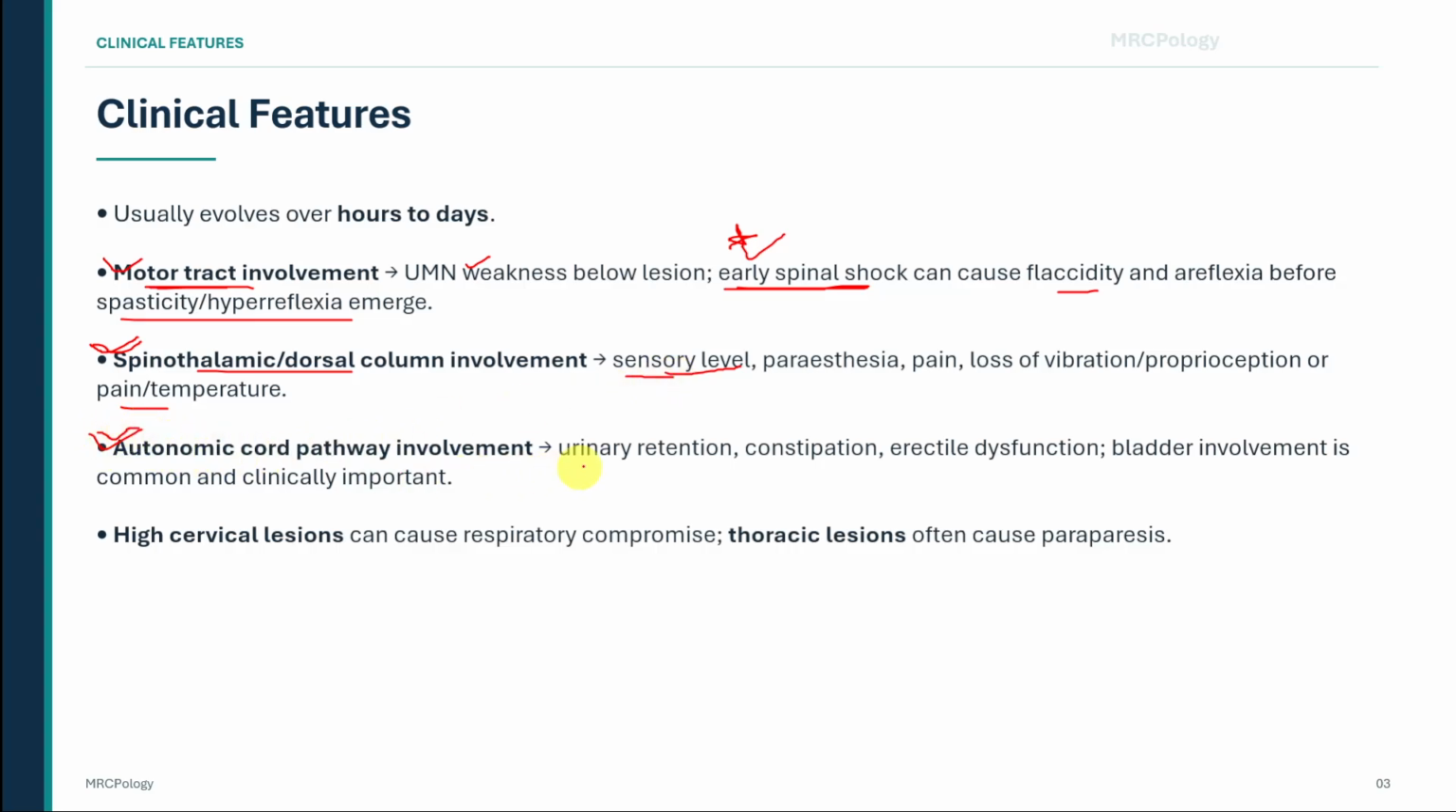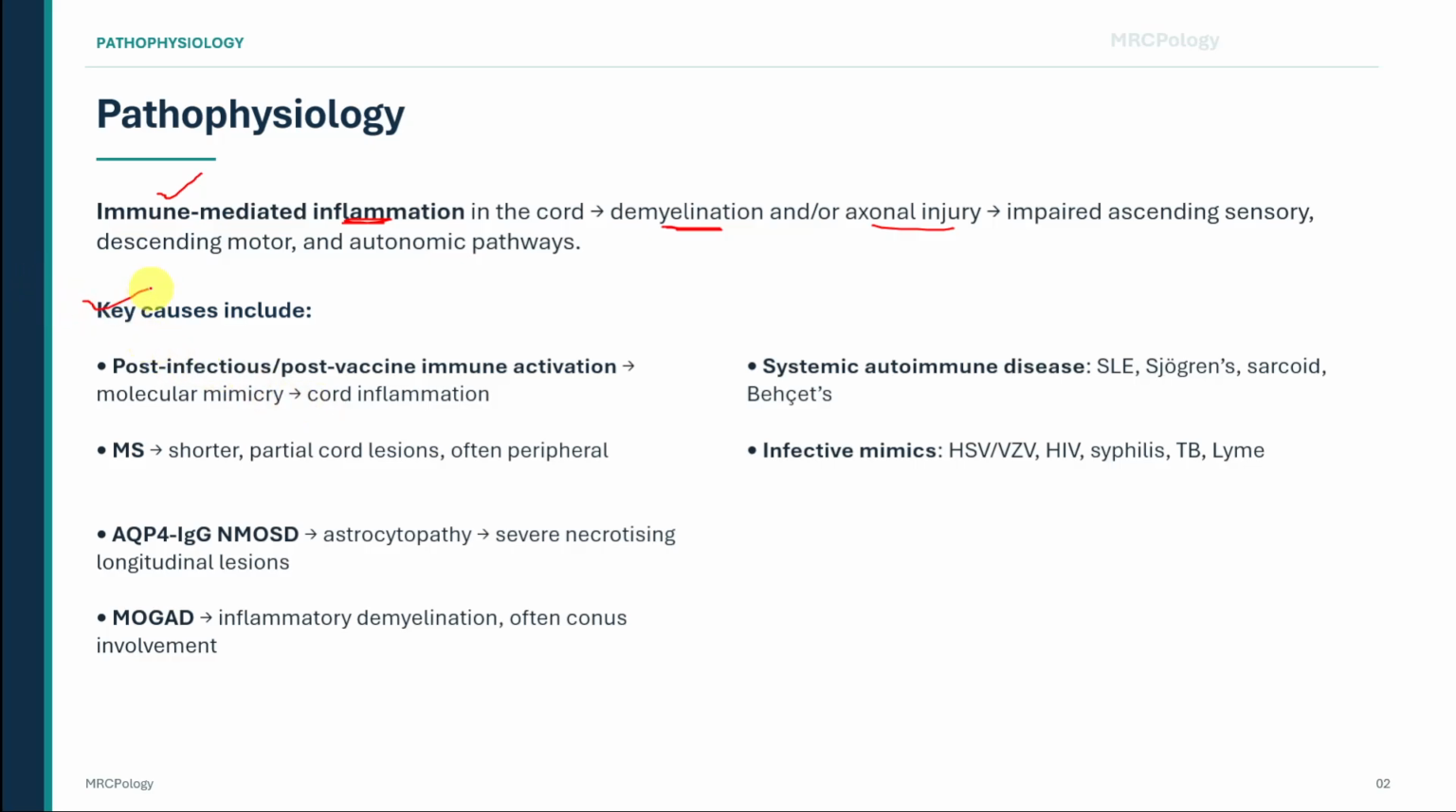Urinary retention is especially important. In an exam vignette, bilateral weakness plus a sensory level plus urinary retention should make you treat this as a spinal cord emergency until proven otherwise. Now let us group the causes. One broad group is post-infectious or post-vaccine immune activation. Here, the immune system is activated by a preceding trigger, and molecular mimicry can lead to inflammation within the cord.